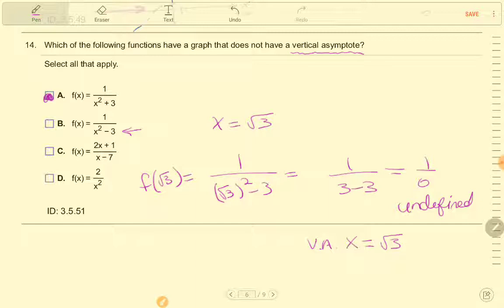What about the next one? Oh yeah, that could definitely have a vertical asymptote at x equals 7. And this one as well at x equals 0. So the only one that can't is that one.